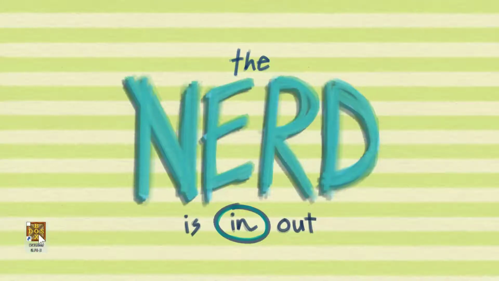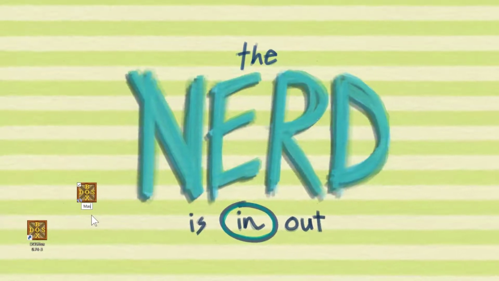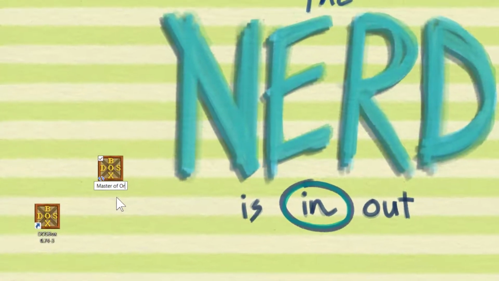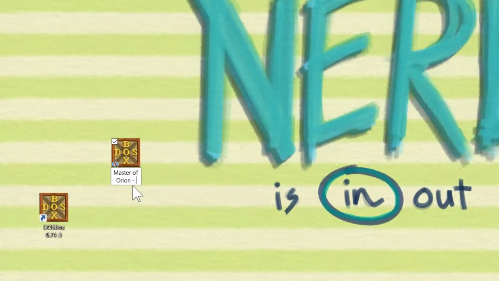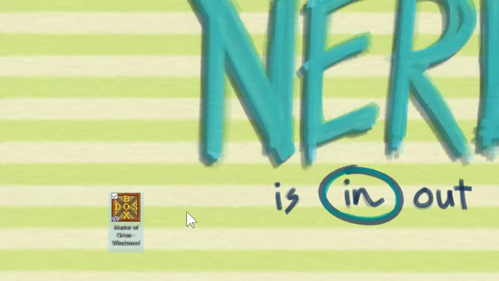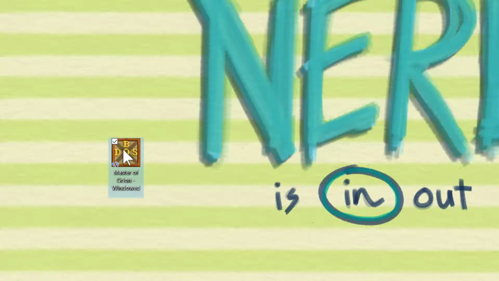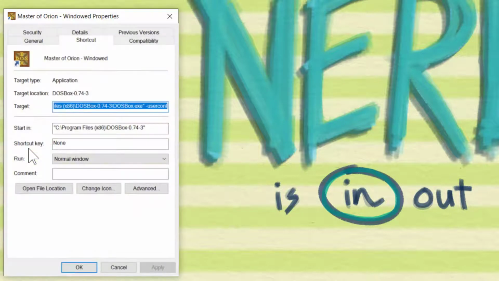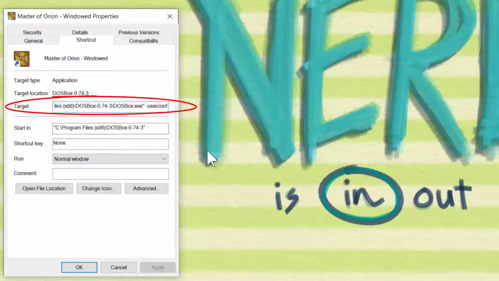So here is my DOSBox shortcut. I'm just going to right click and drag on it and say copy here, and I'm going to rename it Master of Orion dash windowed. Now that I've got that done, let's get this in position. There we go. That's good. I'm going to right click and go to properties, and the two things I'm going to need to change here are the target, and I'm going to have to change the start-in location.